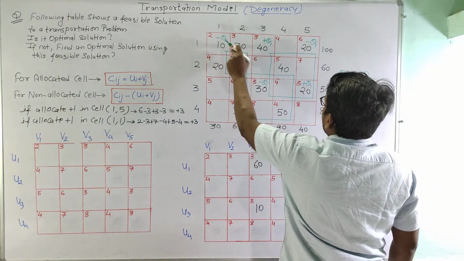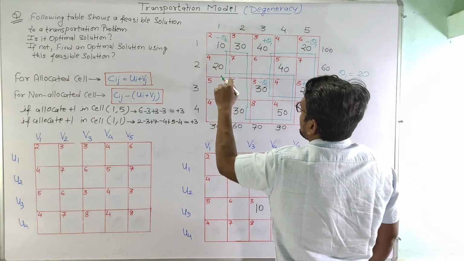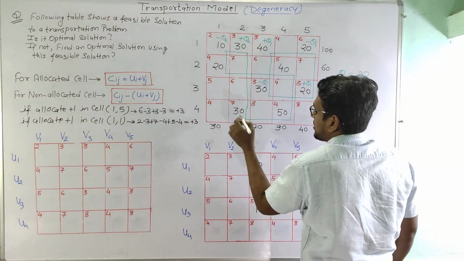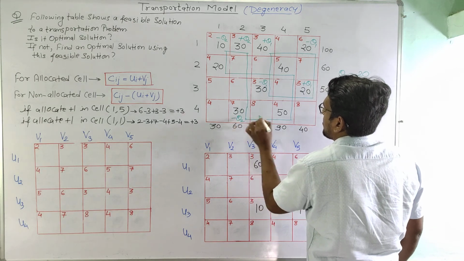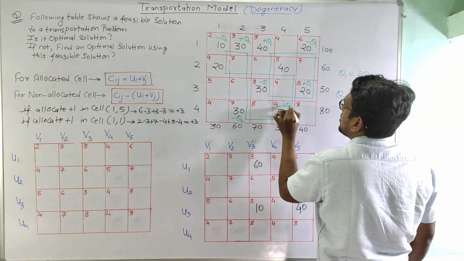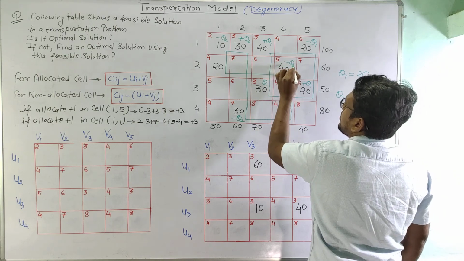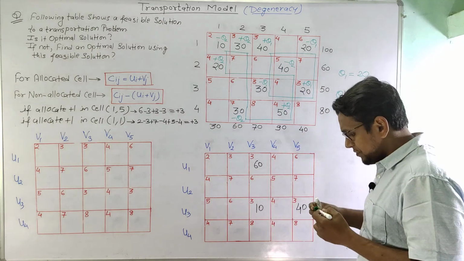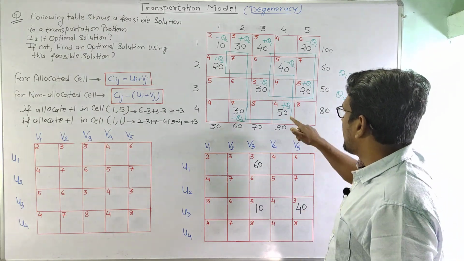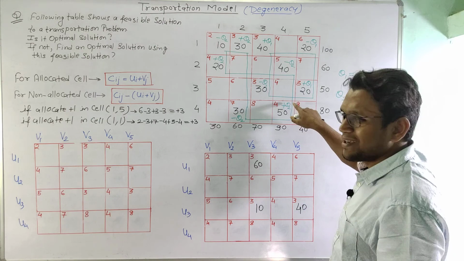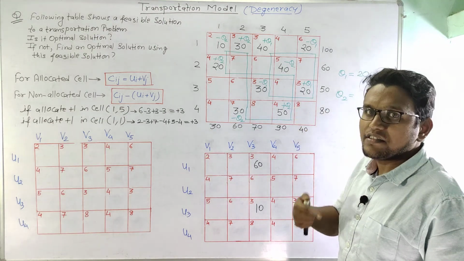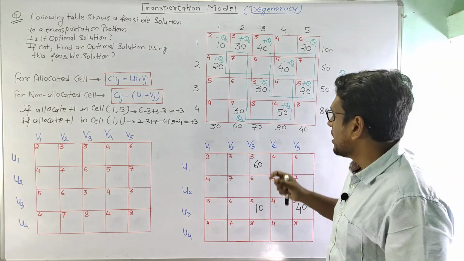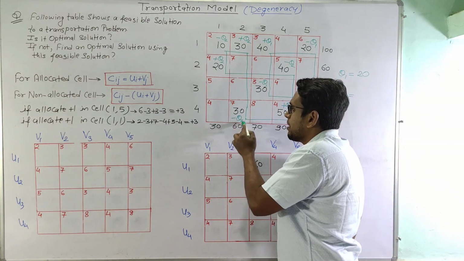So in order to maintain the supply and demand, this will be minus theta 2, this will be plus theta 2, plus theta 2 minus theta 2, minus theta 2 plus theta 2, plus theta 2 minus theta 2, minus theta 2 plus theta 2. Now from here, the cell which have the value plus theta 2 can be increased indefinitely. So we need to ignore that.